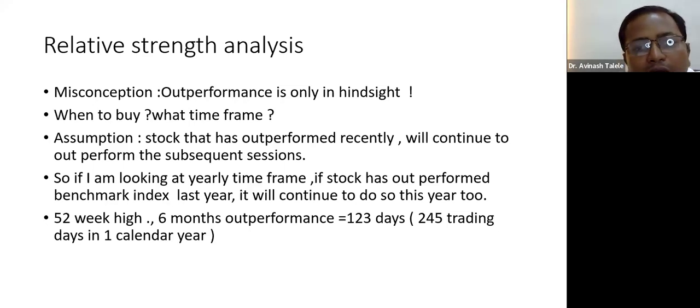There is a reason why any stock hits a 52-week high. The reason is there is some demand in the stock. We may not know the exact news or the exact trigger, and we do not need to know all the information all the time. So a stock that is making a 52-week high, or a 6 months outperformance, that is 123 days. In one calendar year, there are 245 trading days, so if you divide 245 by 2, it comes out to be 123 days. A stock that is continuously outperforming the benchmark for more than 6 months is a stock we are interested in.